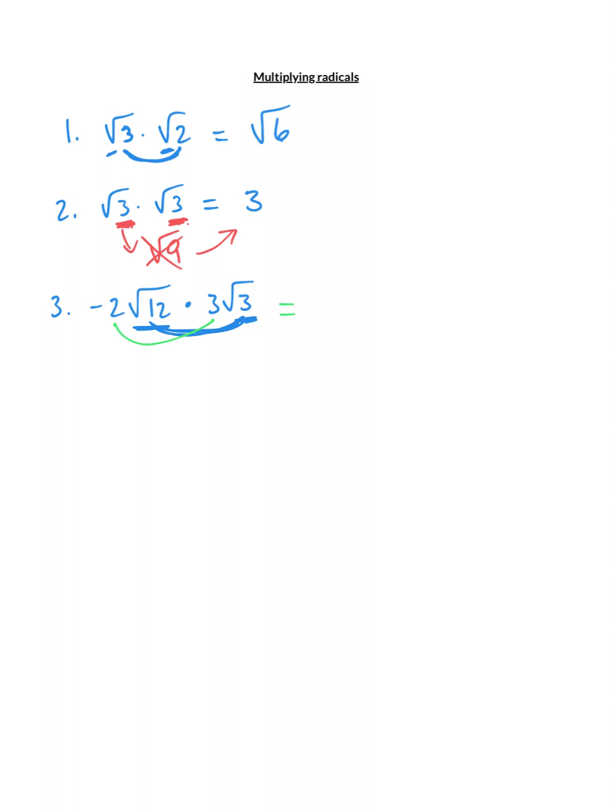The first way is to just multiply what's on the outside, so negative 2 times 3 is negative 6, and multiply your radicands. So 12 times 3 stays under the square root. 12 times 3 is 36. Since 36 is a perfect square, we have negative 6 times 6, which our final answer ends up being negative 36. The other way that we could have done it is to simplify the square root of 12 first.